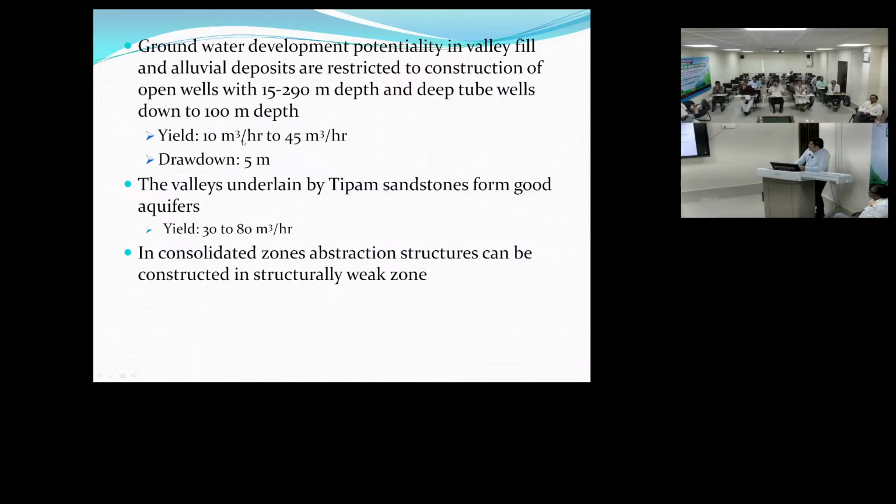Groundwater is developed potentially in valley fields, mostly in the Dimapur area. Wells are constructed with 15 to 290 meter depth. The yield is around 10 to 45 meter cube per hour, drawdown 5 meters. The valley is underlain by Tipam sandstone, which forms good aquifers, with yield around 30 to 80 meter cube per hour. In consolidated zones, abstraction structures are constructed in structurally weak zones, along the fracture zones.